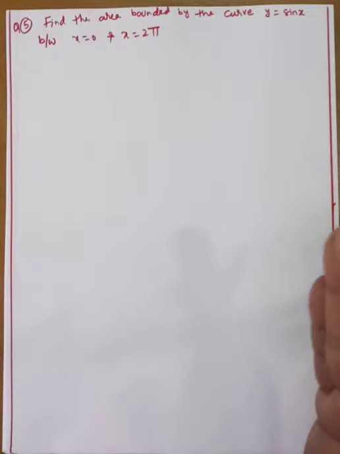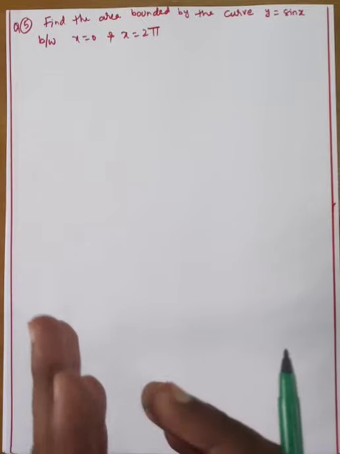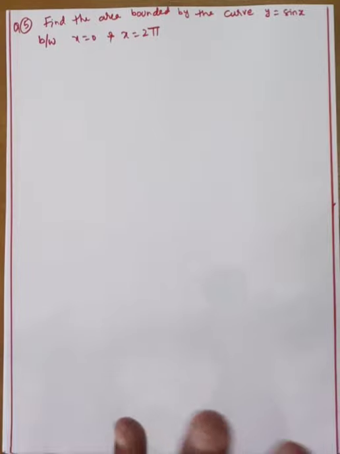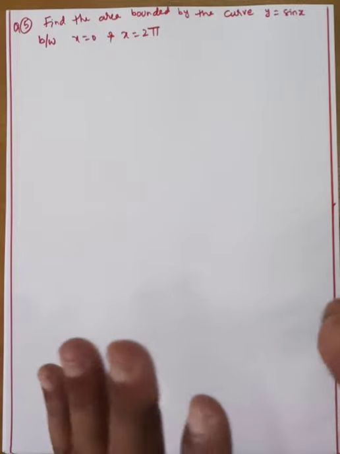Observe that in the interval 0 comma 2 pi the curve changes sign. 0 to pi is positive, pi to 2 pi is negative. That's why compulsorily we will find the area in parts.